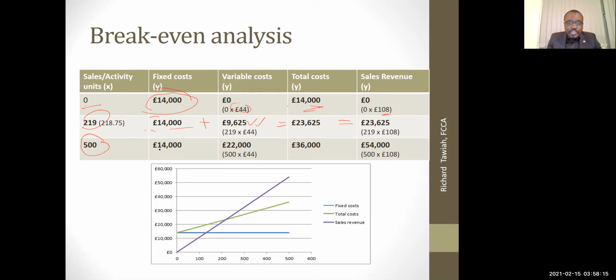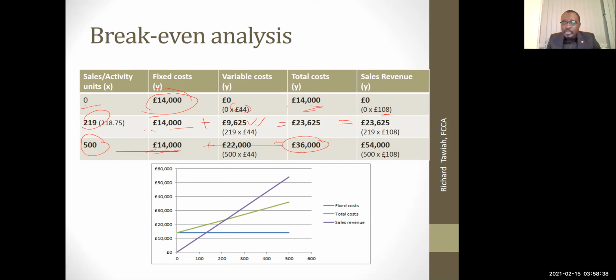Now realize that with the extra units of sales, fixed costs still remain the same. But then our variable cost will increase because it increases in line with activity level. So 500 times 44 gives us this amount. Add it to our fixed cost, and we end up getting 36,000 as total cost.